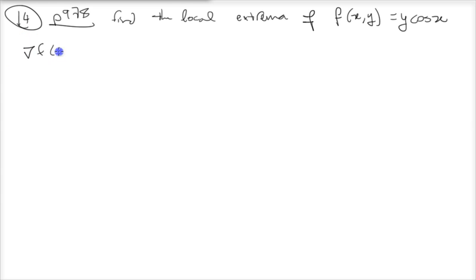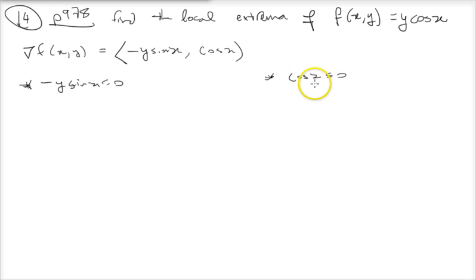So we'll find the gradient of f(x, y), the gradient vector, and the partial derivative with respect to x is going to be negative y sine of x, and the partial derivative with respect to y is going to be cosine x. And so now we need to set both components to 0, so we're going to get two little equations right here. We're going to get negative y sine x is equal to 0, and we're going to get cosine x is also equal to 0. So since this side only has one variable in it, we're going to start with that one.